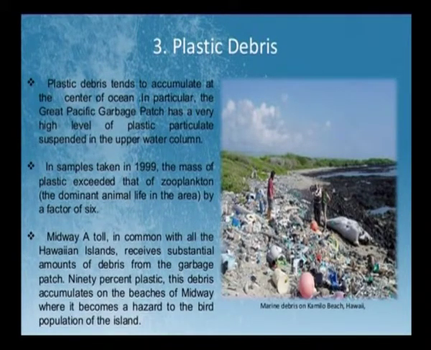Plastic debris can also tend to accumulate at the center of the ocean. In particular, the Great Pacific Garbage Patch has a high level of plastic particulates suspended in the upper water column. In samples taken in 1999, the mass of plastic exceeded that of zooplankton, the dominant animal life in the area, by a factor of 6. So, plastic debris is actually exceeding the animal life in the particular water body.